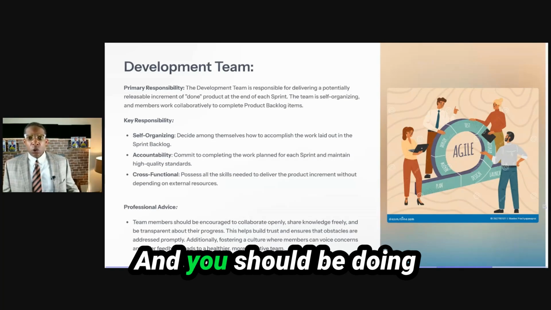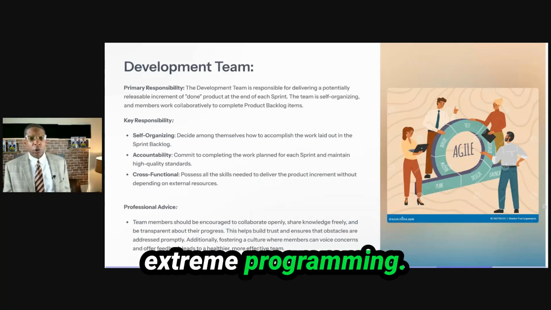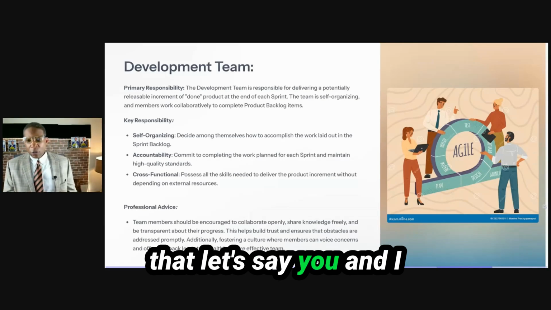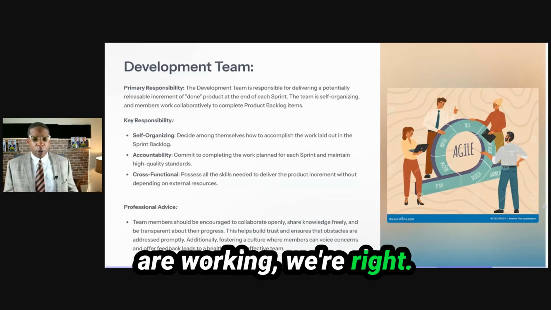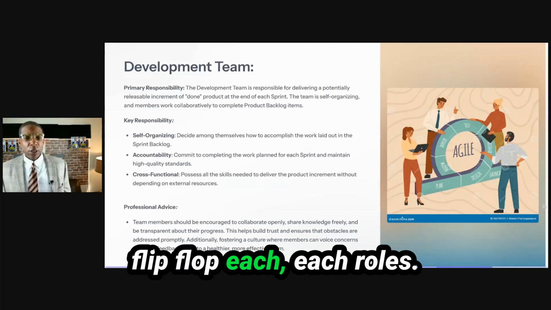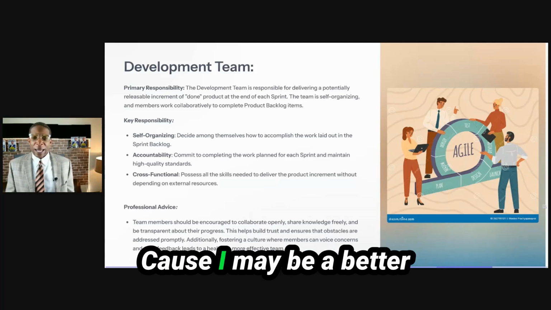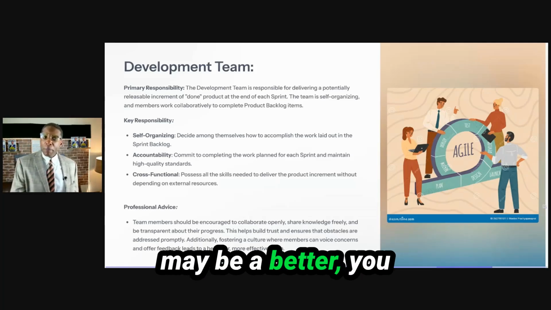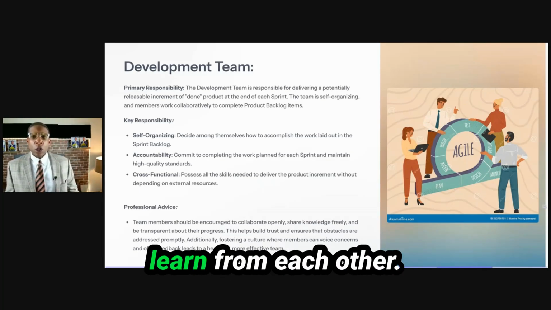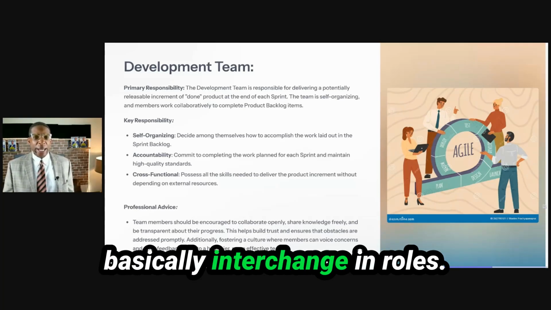And you should be doing so. XP, which is extreme programming, has something called pair programming. What that means is, let's say you and I are working together. I may be writing the code, you may be observing the code, and then we'll flip-flop roles. But it's also about building an additional skill set. I may be a better coder than you, but you may be able to observe and catch things faster. We work to learn from each other's skill sets so that we could basically interchange roles.